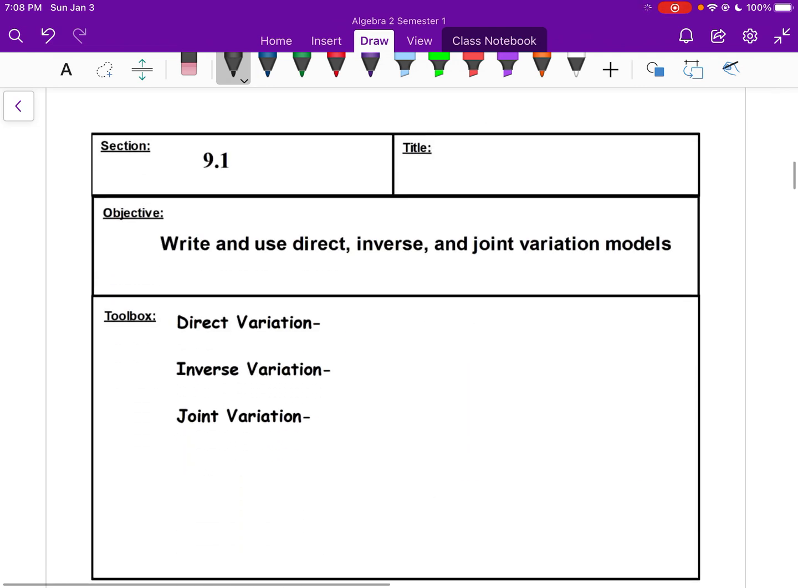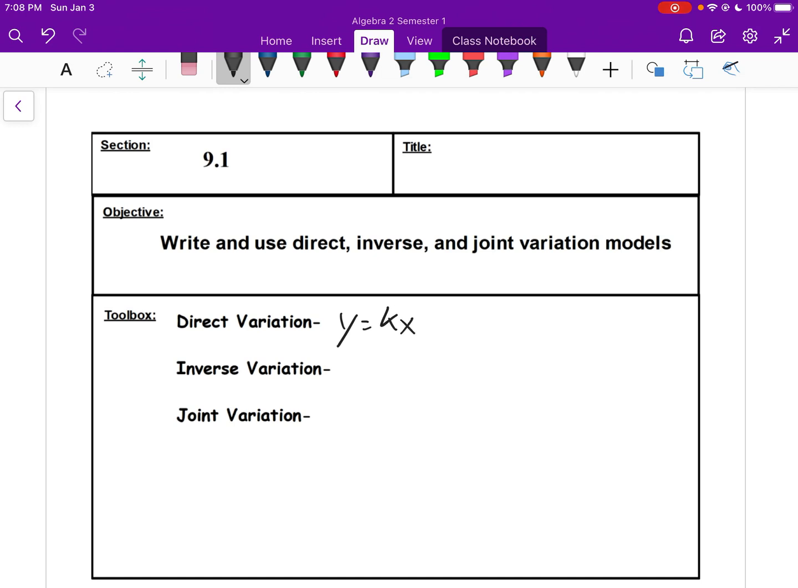So what we need to know: we're going to write and use direct, inverse, and joint variation models. Direct variation, what you need to memorize is y is equal to k times x. For an inverse variation, y is equal to k over x. And for a joint variation, z is equal to kxy. Now, x, y, and z represent your variables. What you notice in all three of them is that k. K is representing the constant of variation.